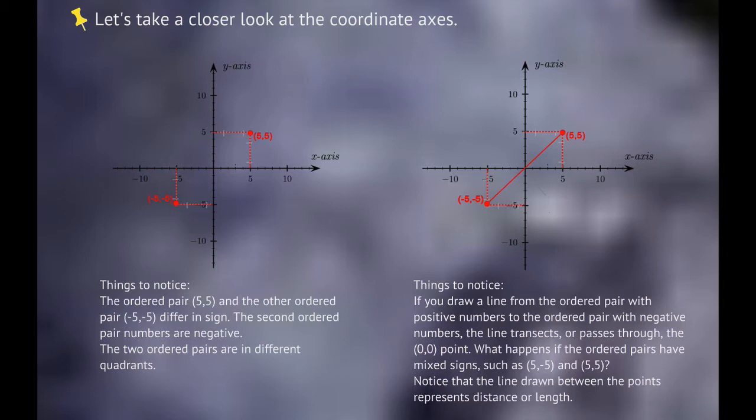What happens if ordered pairs have mixed signs, such as 5 and negative 5, and 5 and 5? Notice that the line drawn between the points represents distance or length.